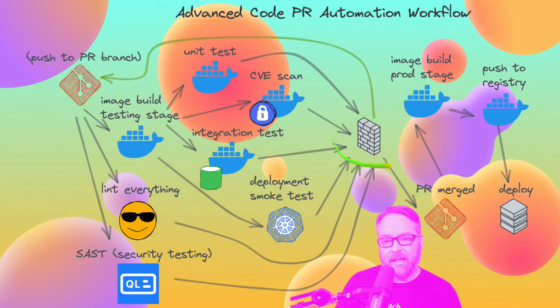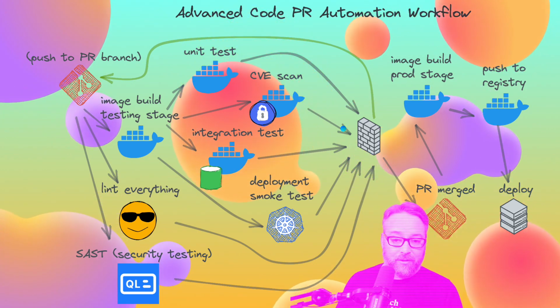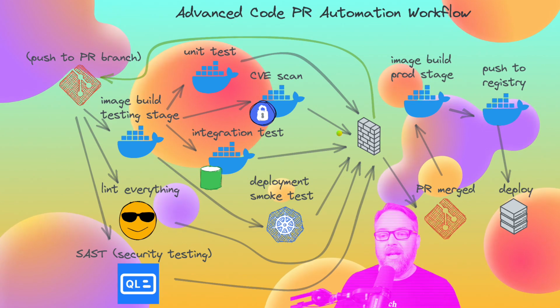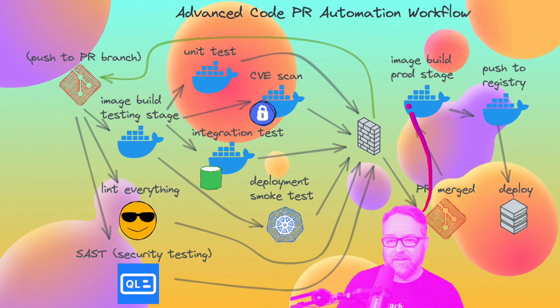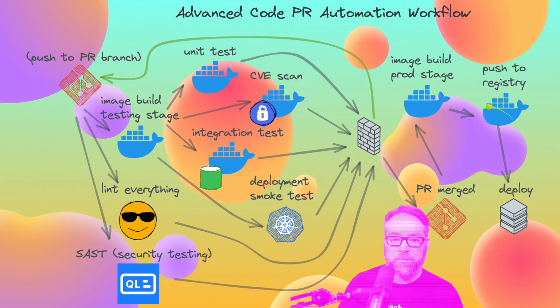This is the GitHub checks that all need to go green, as well as maybe have somebody review your work and approve your PR. Then once you've merged, you're back to the production stage, back to the registry and deploy. So that part really hasn't changed.